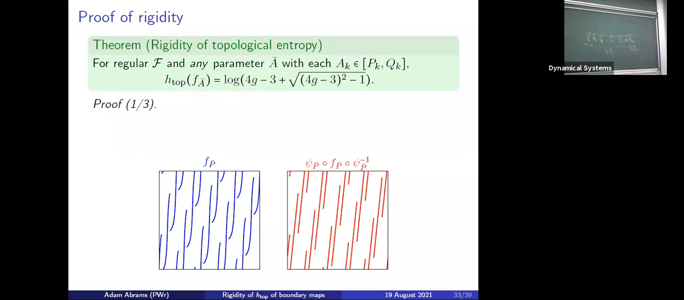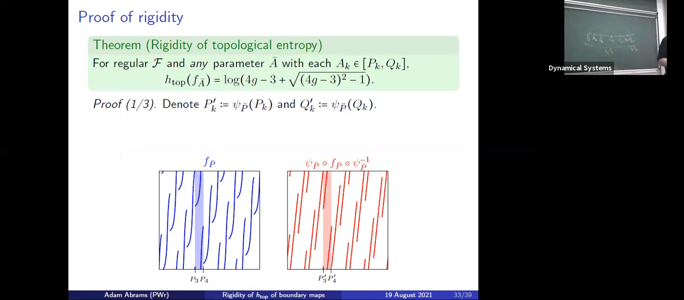We have this Bowen-Series boundary map, FP, and we know that it conjugates to a map of constant slope. So we've seen these two pictures before. What I want to do is just focus on one interval between PK and PK plus 1. In the picture at the bottom, I've highlighted between P3 and P4. So we know that the boundary map uses the generator T3 on this interval.